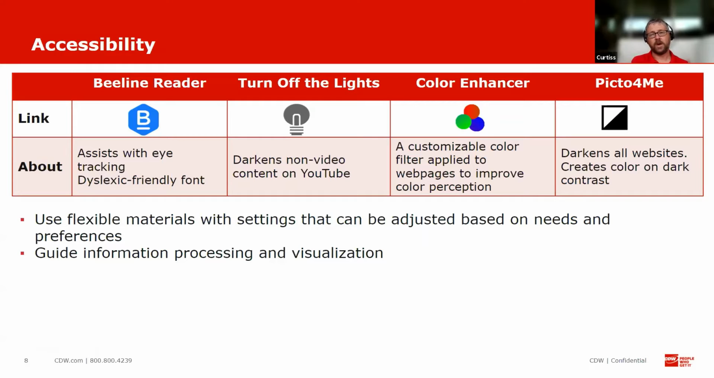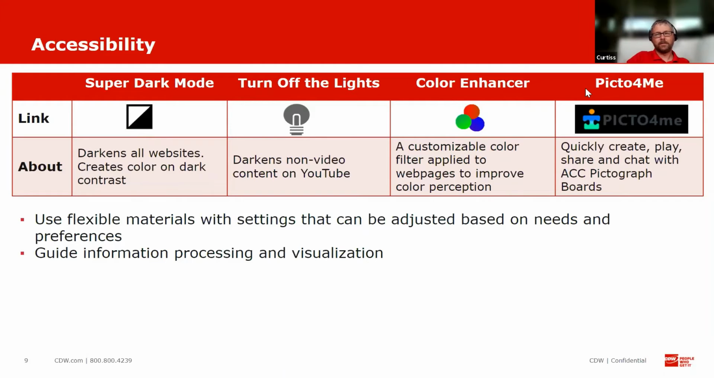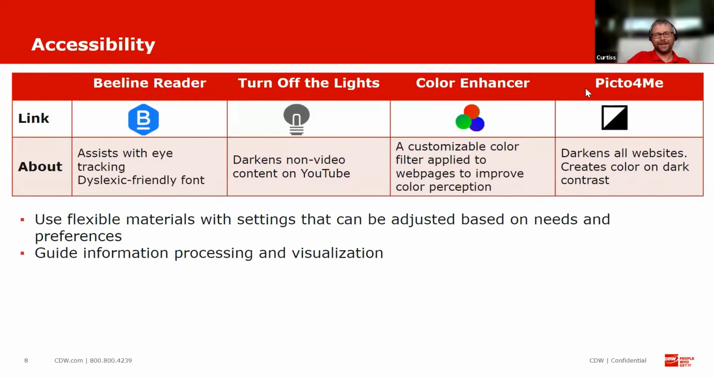Color Enhancer is great for students who suffer from color blindness. It allows them to adjust the colors on the page so it matches how they want to view the page. Oh, and this one, actually, I've left the wrong title on that one, but this one actually darkens the whole website. So that's the wrong title for that one, so I apologize. Super Dark Mode is what it's called. I don't know how I ended up with an extra screen here, but those are the ones we're going to hit on right now. So let's look at Beeline Reader.